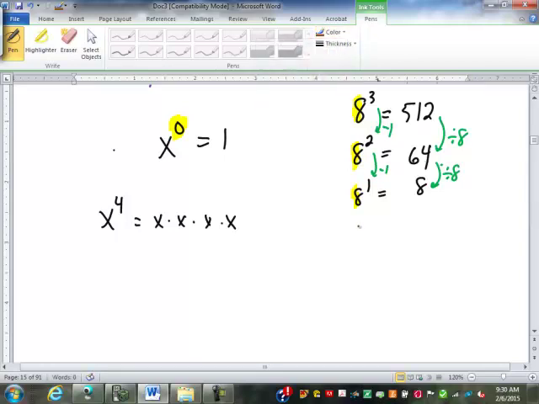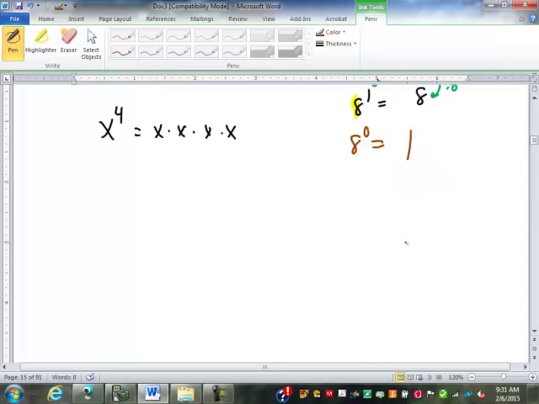So if we keep going, do 8 to the power of 0, the power went down by 1. If I divide that 8 by 8, I get 1. So that's why anything to the power of 0 has to be 1. No matter what it is, to the power of 0, it's 1, because it fits this pattern. Now, the next step would be to keep going with this pattern.